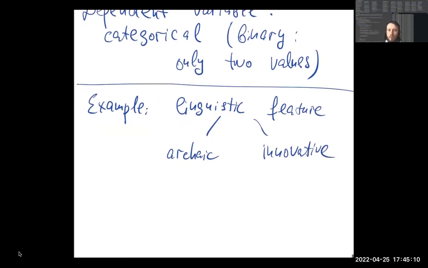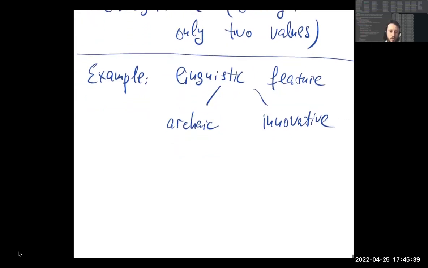And this is your dependent variable. Assume that you, for example, collected some data from informants, so you did some interviews, and in each interview you just fixed which realization of this linguistic feature we have for a particular informant. And let us assume that my data looks like the following.